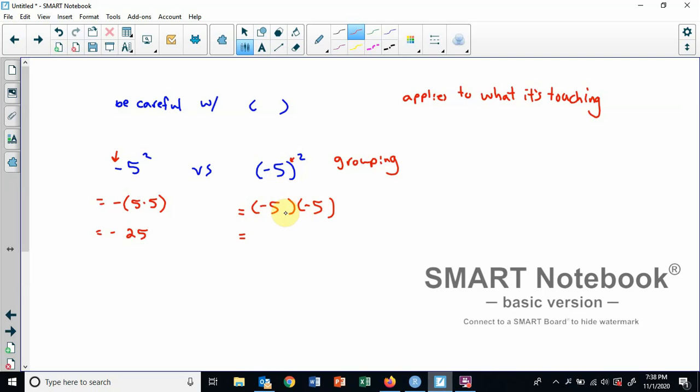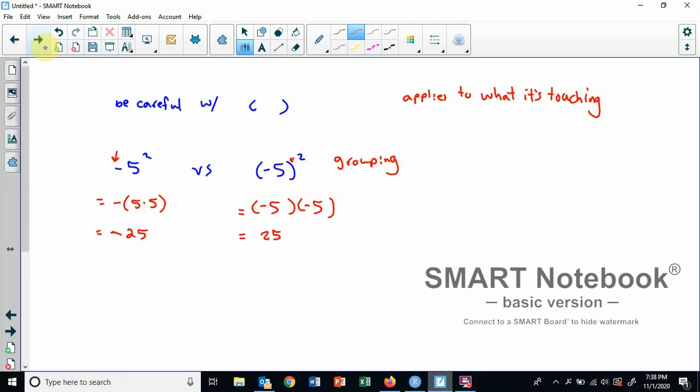And a negative times a negative is a positive. Remember, ugly daddy, ugly mama, pretty baby? And that makes it 25. So there's a difference. This one comes out with a negative 25. This one comes out positive. Lazily, we often mean parentheses without saying it or writing it. We're really guilty of this, especially in English. Okay, so just a caution.